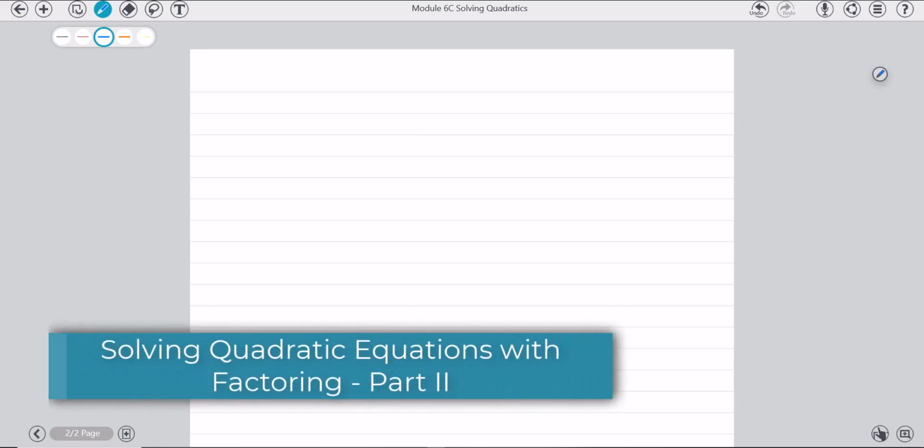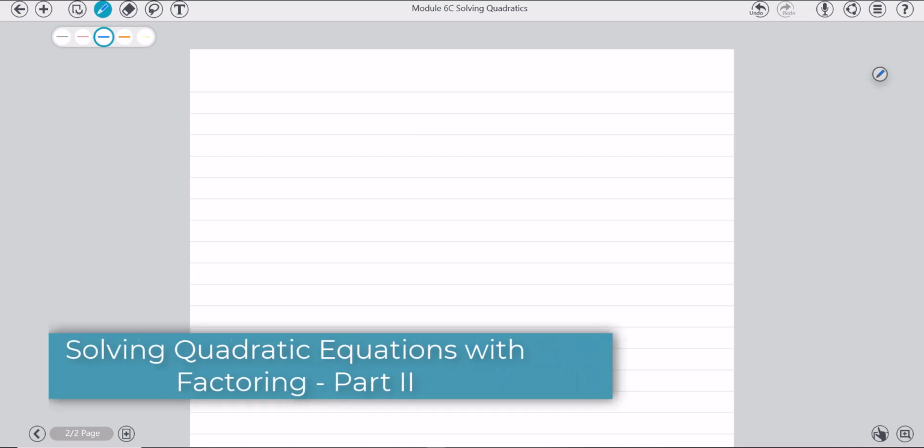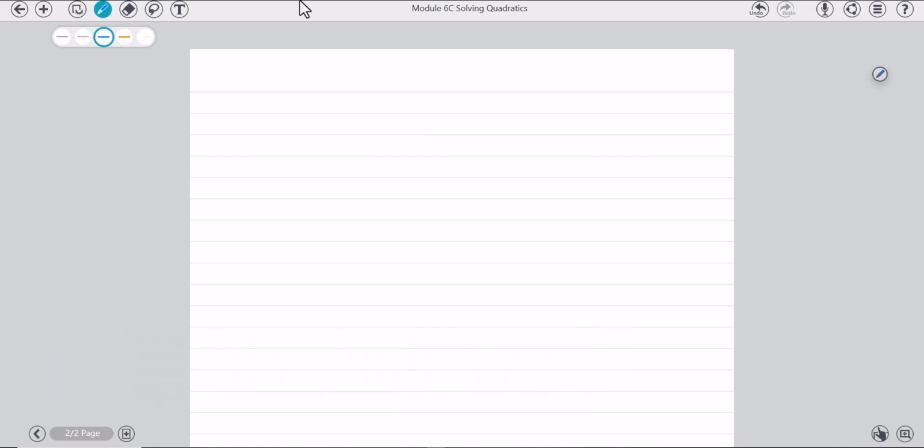Okay, if you didn't watch part 1, you might want to go watch it, where we're solving quadratic equations with factoring. So let's say I have something, this is number 5, x squared minus 12x plus 27 equals 0. And if you remember, what we were doing earlier is we had two binomials that we set equal to 0. So we need to factor this trinomial.